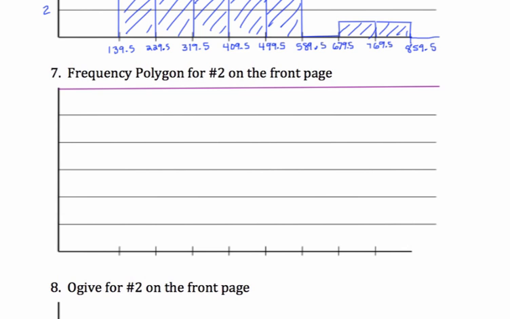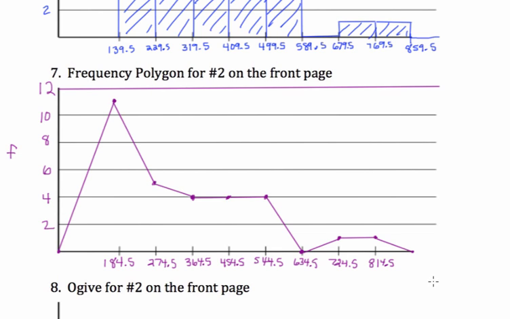Next is the frequency polygon for number 2 on the front page. Here's the frequency polygon. Note, midpoints on the x-axis, frequencies on the y-axis, frequencies as a dot on top of every midpoint, connected with straight line segments. I figured out how to manipulate my sketchbook program in order to make my straight lines. And the biggest thing that students forget, you need to connect back down to the x-axis at the beginning and the end to complete your polygon.